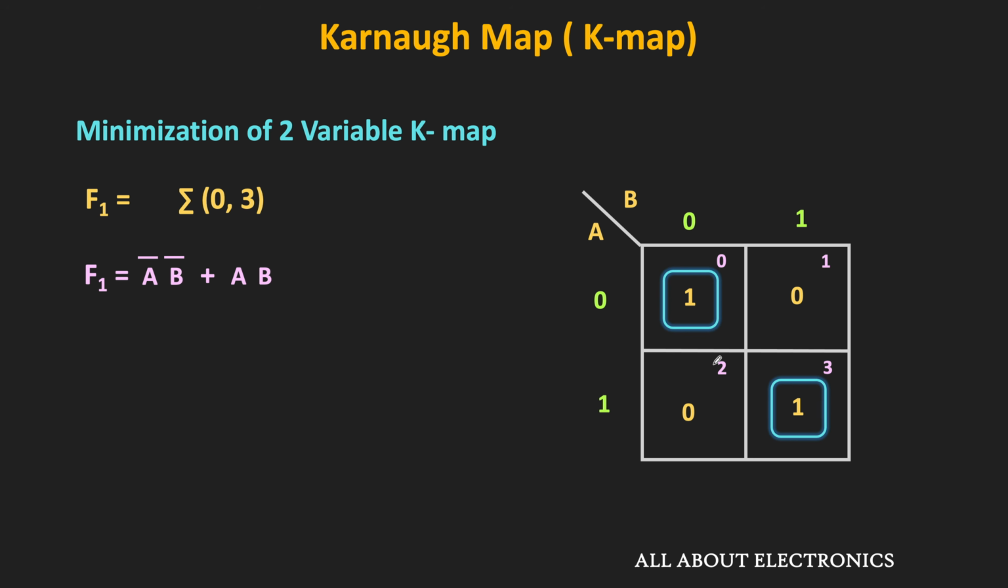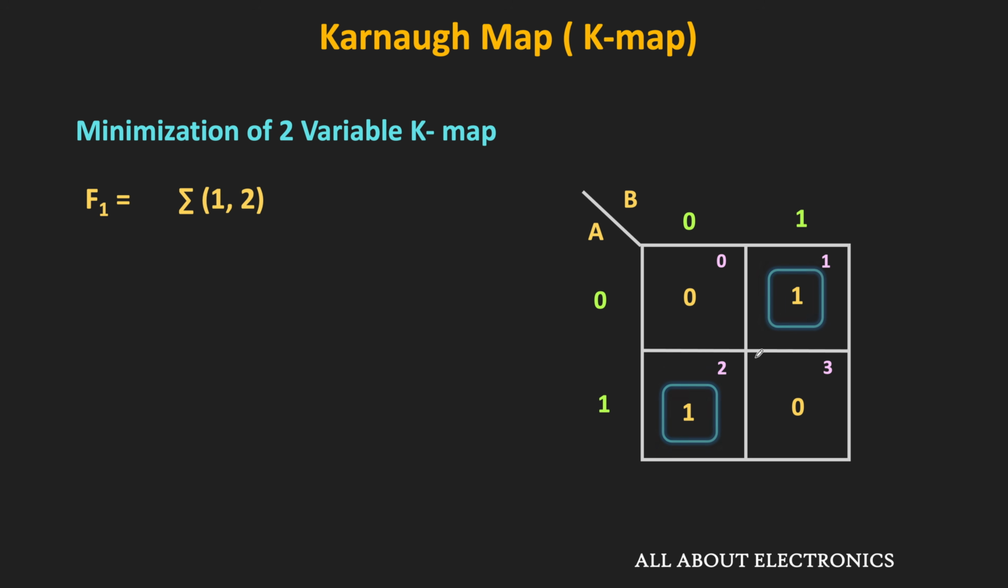Similarly, in this case also, these two ones are not adjacent to each other, and therefore we cannot group them together, and therefore we need to consider these two terms individually. So in this case, this one represents a bar dot b, while this one represents a dot b bar, and the output is the summation of these two terms.